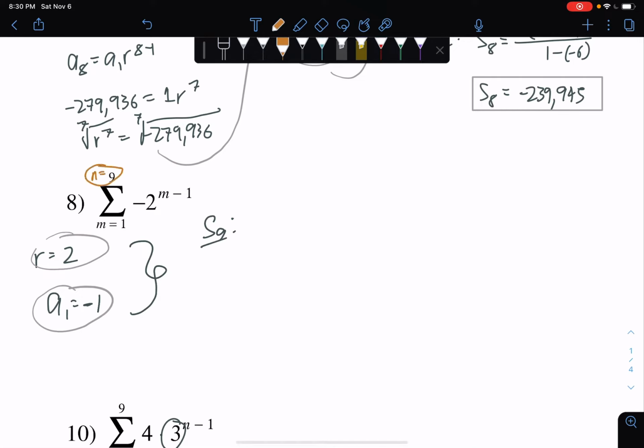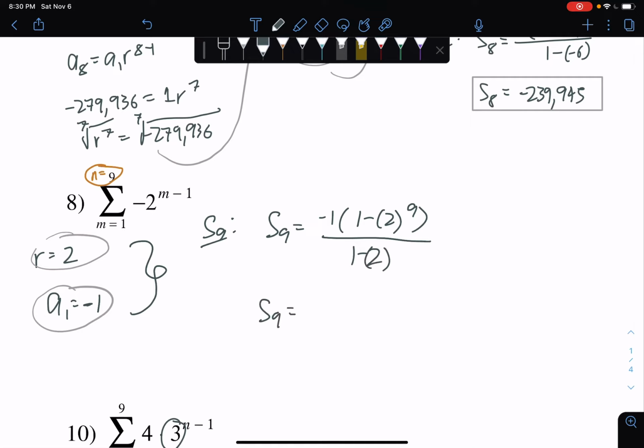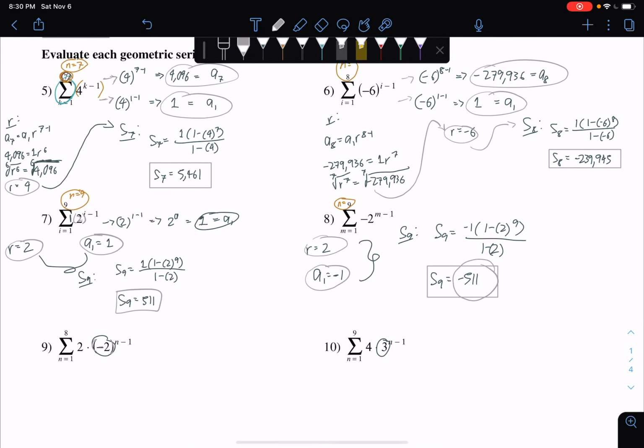Let's make things fast. S sub 9 is equivalent to a sub 1 times the quantity 1 minus r raised to n divided by 1 minus r. Now, given this, we place this in the calculator and our answer is negative 511. The answer is quite a coincidence. Both 511, but the difference is their operation sign. This is negative, this is positive. Well, in fairness, the givens are different.